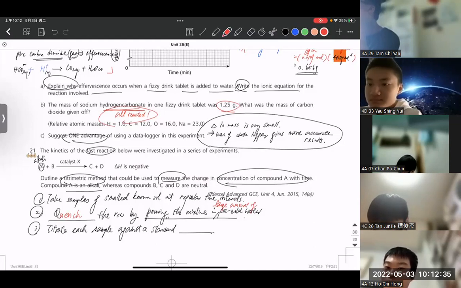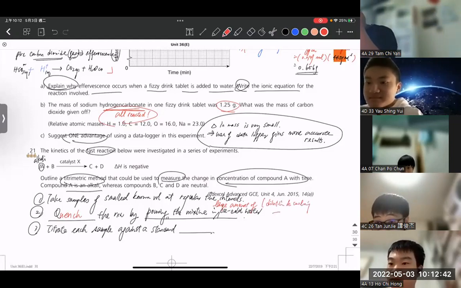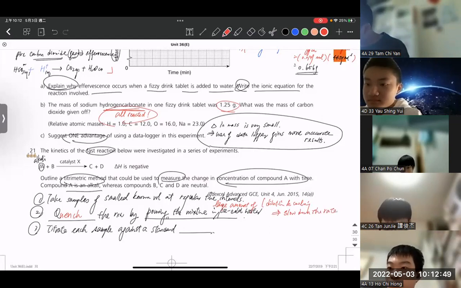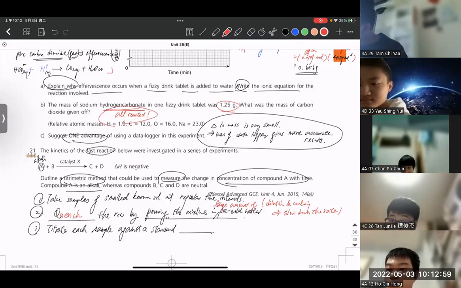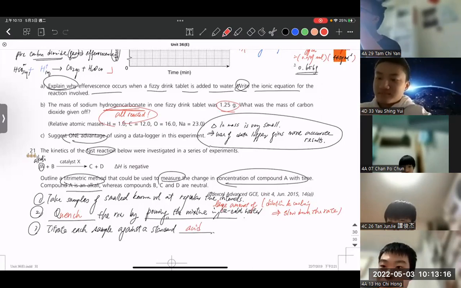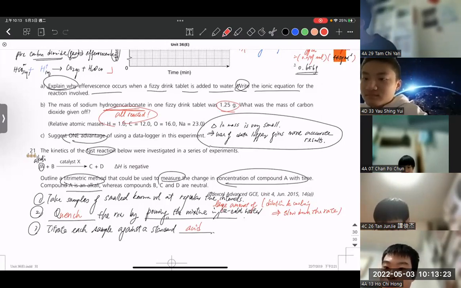Do you still remember what are the two principles? One, dilution. Two, cooling. They will slow down the reaction. Do you still remember? Dilution and cooling, they will both slow down the reaction, the rate of reaction. So you are going to finally titrate each sample against a standard what? Now A is alkaline, so you use a standard acid. Okay? Do you still remember the standard acid?